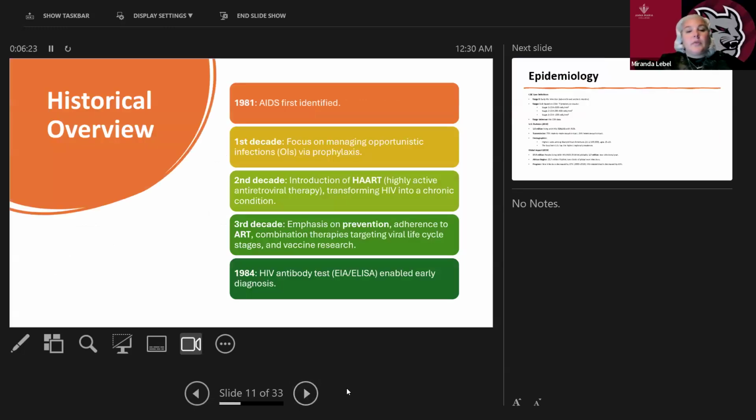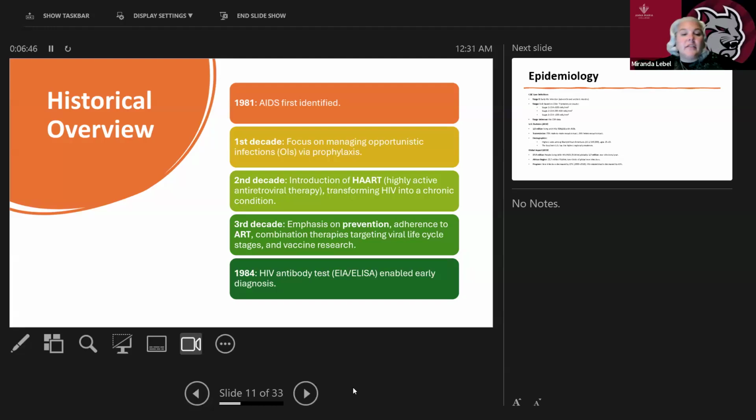So our historical overview. In 1981, AIDS was first identified. In our first decade, there was a focus on managing opportunistic infections via prophylaxis. In the second decade, we were introduced to HAART, highly active antiretroviral therapy, which transformed HIV into a chronic condition.